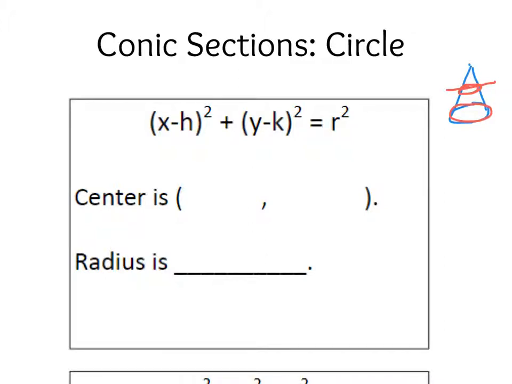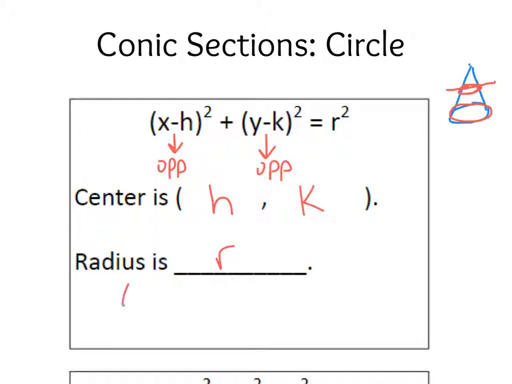So for my formula, I have (x minus h) squared plus (y minus k) squared equals r squared. We'll call it the conic form of a circle. So my center is (h, k). Remember, in math formulas, minus just means opposite. And then my radius is r.